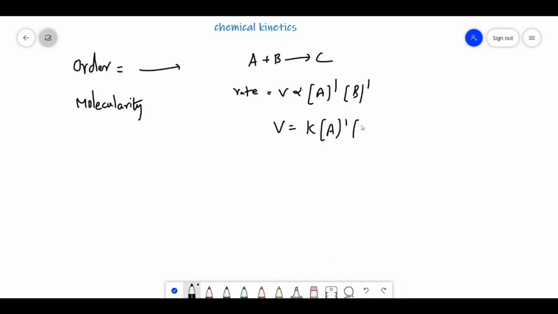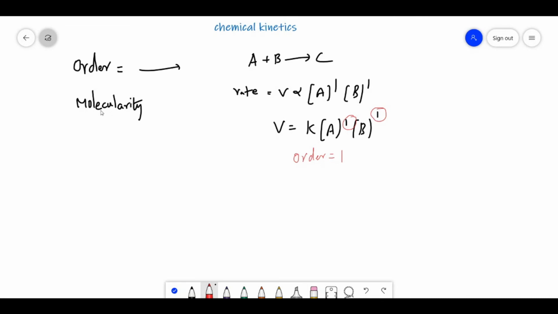concentration of A power of 1 and B power of 1, and then the sum of these powers. If you add these two powers, it is 1 plus 1, so here the order of this reaction is equal to 2. That's all. In a rate equation, whatever powers are there on the concentrations, those powers are added, and that is called order. And this order can have any values: zero, fractions, 1, 2, 3, any whole number, and even negative values also.